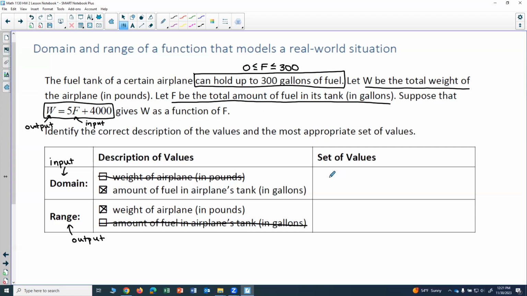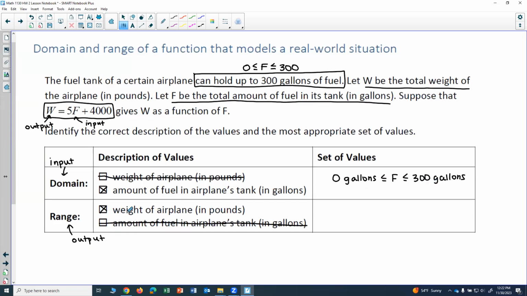So the set of values would be 0 is less than or equal to F. And I should actually include some units here. So we're talking about gallons. And so I would say 0 gallons is less than or equal to F. F is the amount of fuel in the tank, which is less than or equal to 300 gallons. And you may have to select this in words. You may have to select the amount of fuel in the tank is between 0 and 300 gallons.